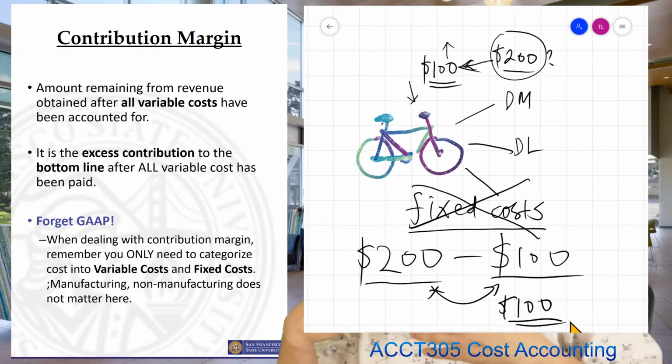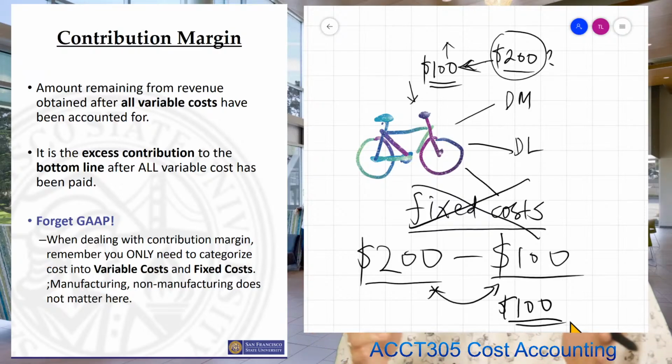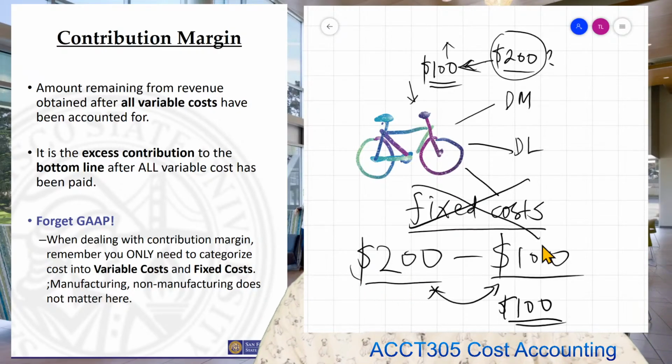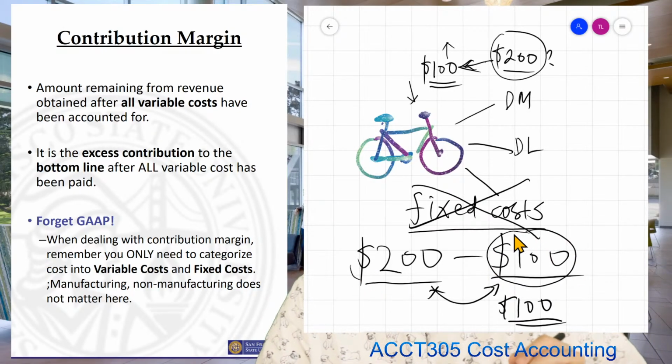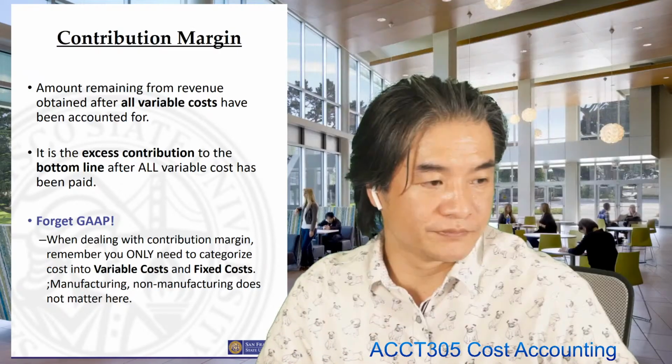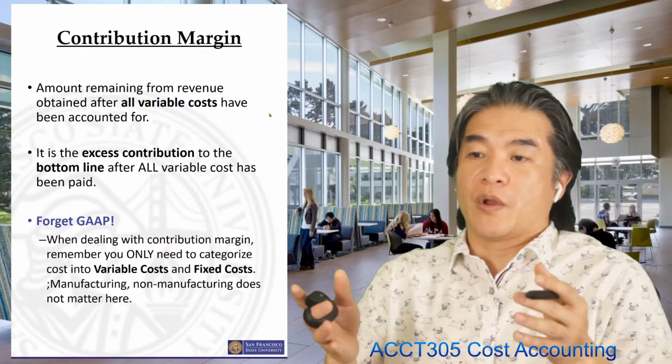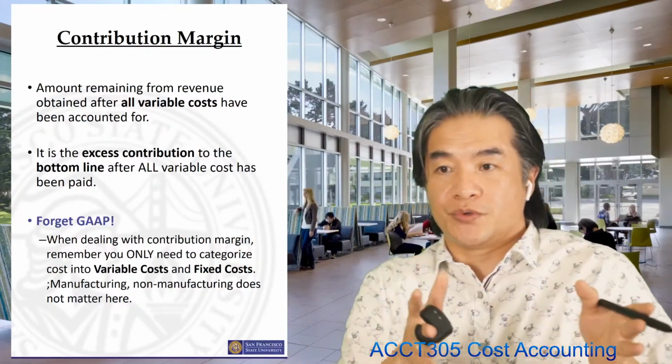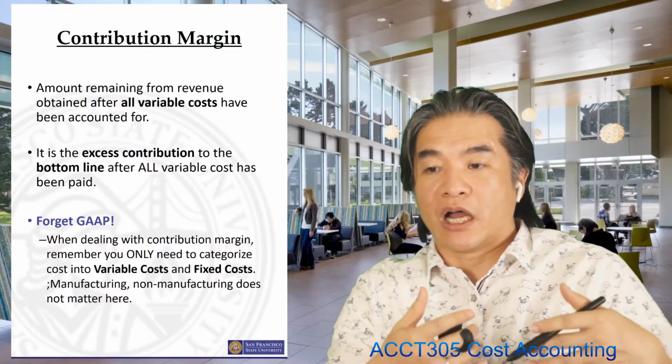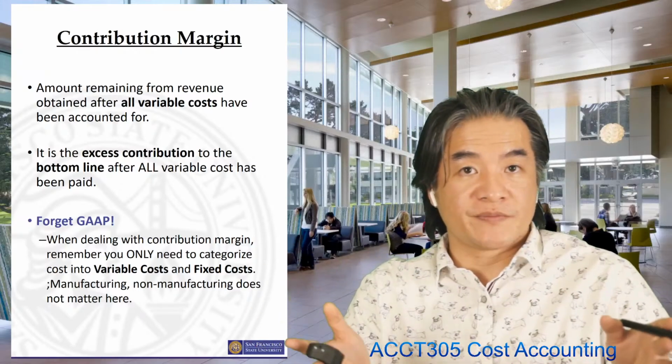Okay, so the idea of a contribution margin is indeed this. This is the amount remaining from the revenue obtained after all variable costs have been accounted for. Here, variable costs accounted for. Okay, so it can also be seen this way: it's the excess contribution to the bottom line after all variable costs have been paid.